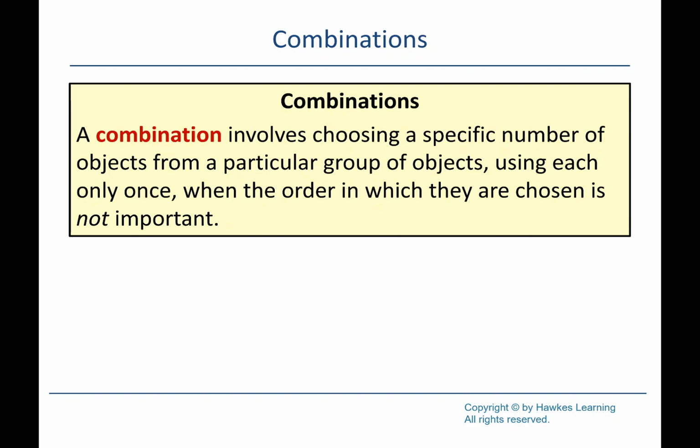So the idea is that we have a group of objects and we're trying to choose some number of objects out of the group. So maybe we have 20 objects and we want to figure out how many ways we could pick 5 of those things out of the 20. To do that, we could use combinations, and the idea with combinations is that the order is not important. It doesn't matter which order we choose them. That's when we use combinations.